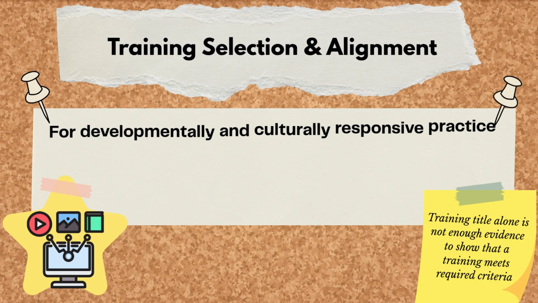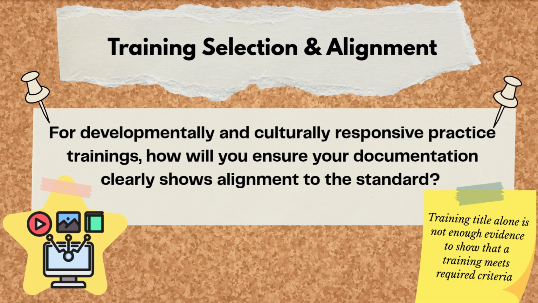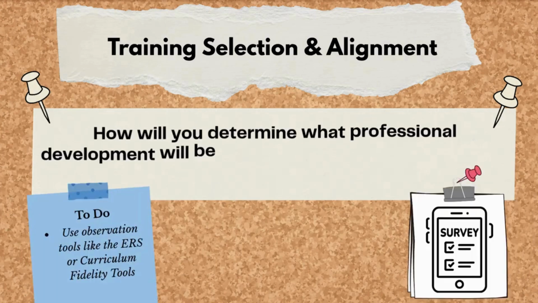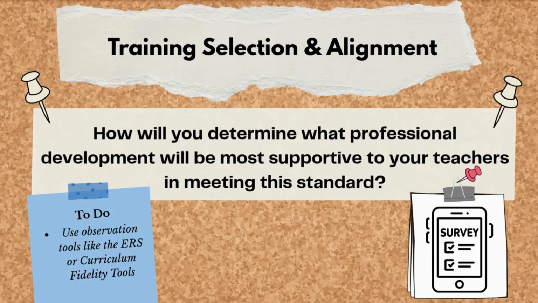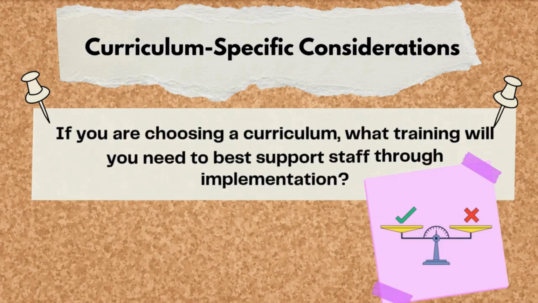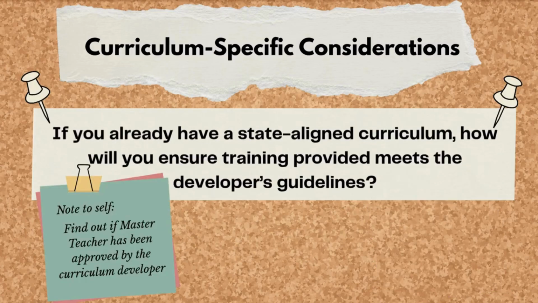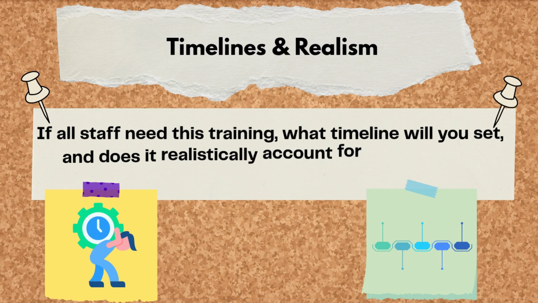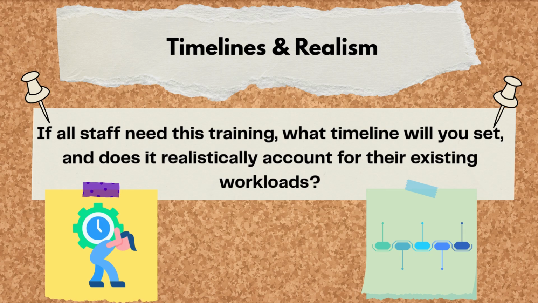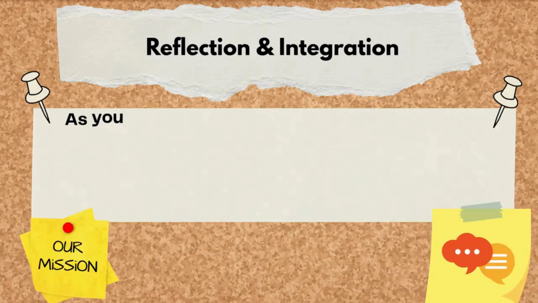For developmentally and culturally responsive practice trainings, how will you ensure your documentation clearly shows alignment to the standard? How will you determine what professional development will be most supportive to your teachers in meeting the standard? If you're choosing a curriculum, what training will you need to best support staff through implementation? If you already have a state-aligned curriculum, how will you ensure training provided meets the developer's guidelines? If all staff need this training, what timeline will you set, and does it realistically account for their existing workloads?